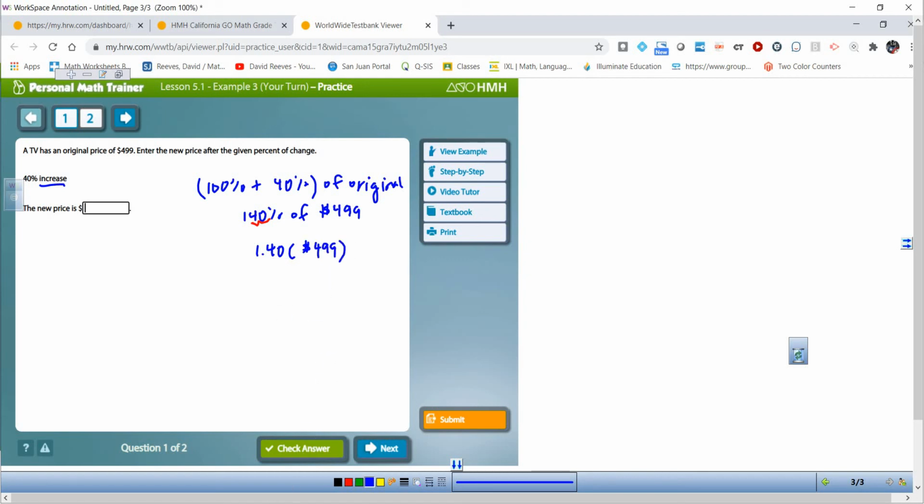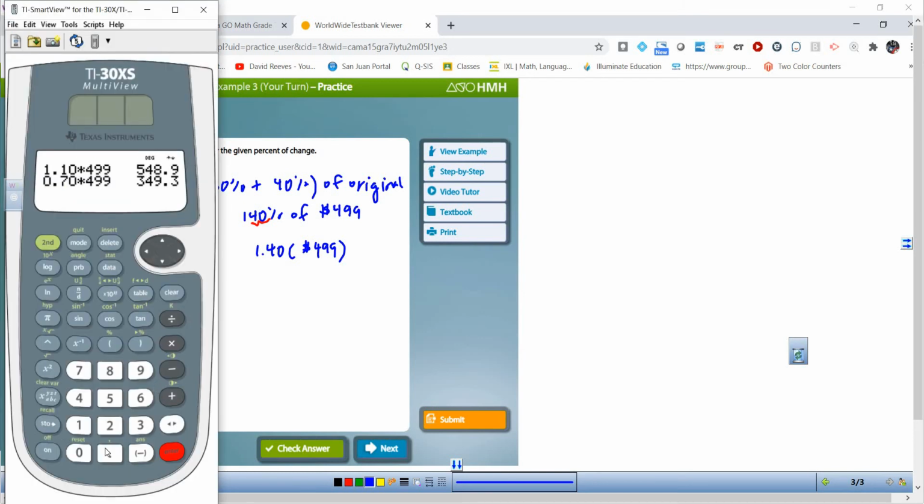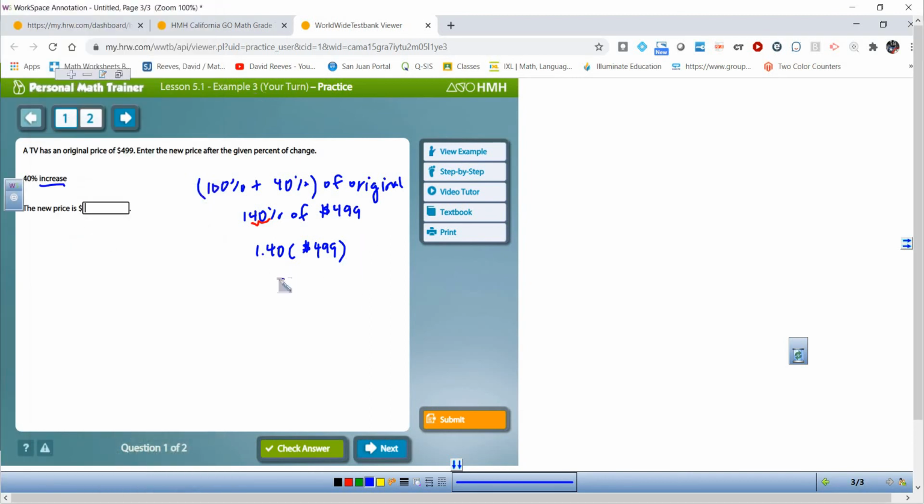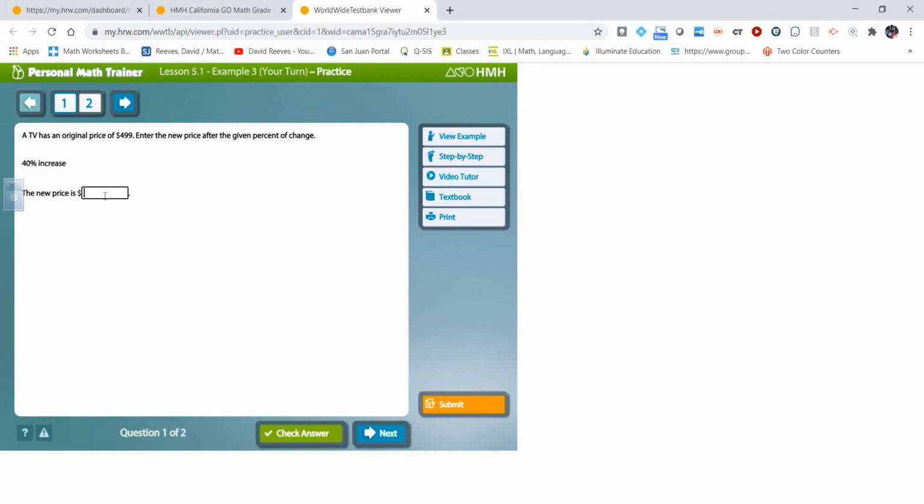And then at this point, I'm going to go to my calculator. I'm going to do 140%, 1.40. I move the decimal 2 places, times 499, is going to give me 698.6. 698.60 because it is money. $698.60. I'm just warning you, they might not mark it wrong if you don't put that 0 on there, but I certainly am going to. You must remember it is money.